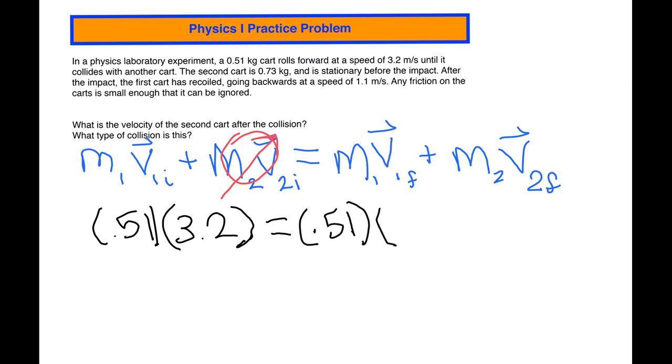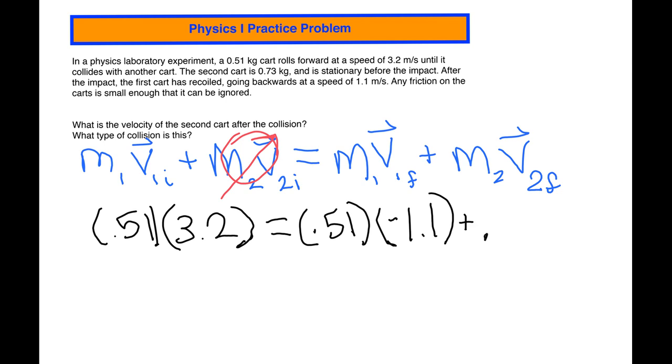And here's where we need to be careful and remember that we're dealing with vectors. Why these vector arrows are so important is that we are told that cart 1 after the collision is going backwards at a speed of 1.1 meters per second. If we consider going forwards at 3.2, if we're saying forwards is a positive speed, then going backwards is going to be negative. So I need to make sure that I make this negative 1.1.